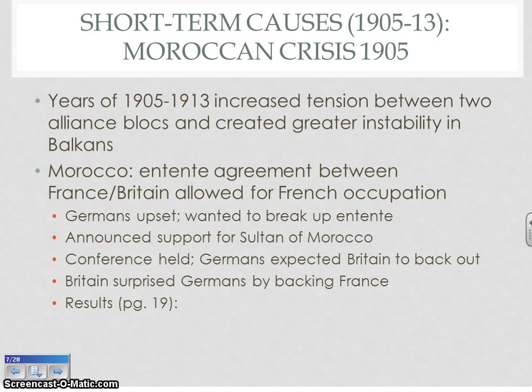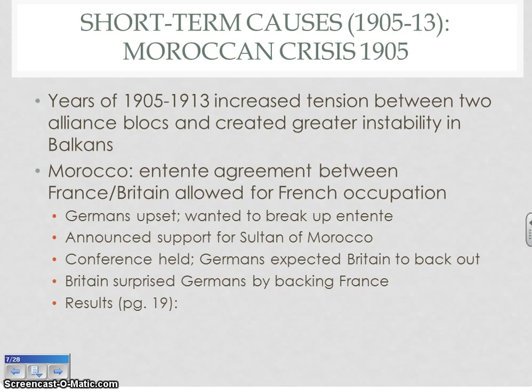Now we're going to talk about some of the short-term issues that led to World War I, and these took place between the years of 1905 and 1913. The other causes that we've identified up to this point are long-term issues that began back around the 1870s up until the very early 1900s.